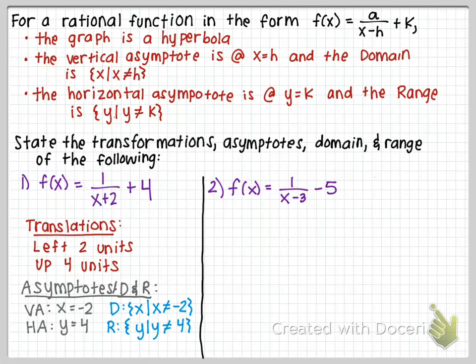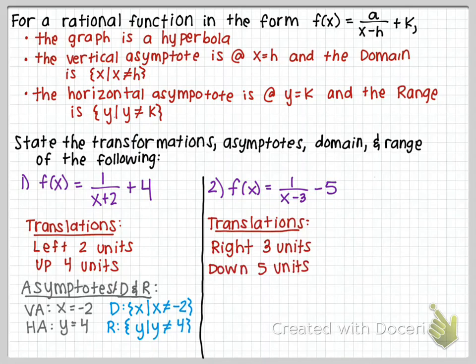So here, number 2, f of x equals 1 over x minus 3, minus 5. So what is going on from the parent function? We have a -3 on the bottom, which really means it's going right 3 units, and we have a -5, so down 5. Now let's talk about the asymptote.